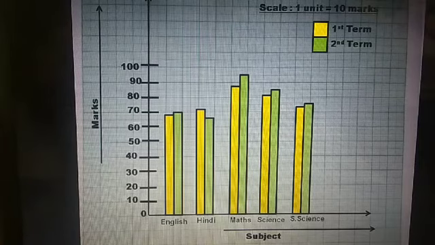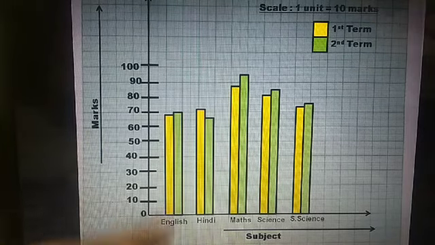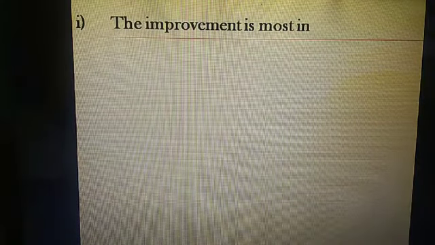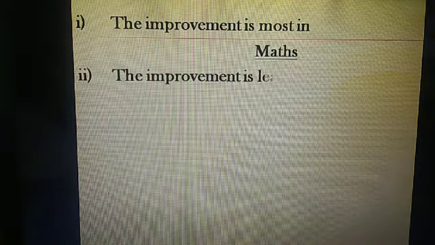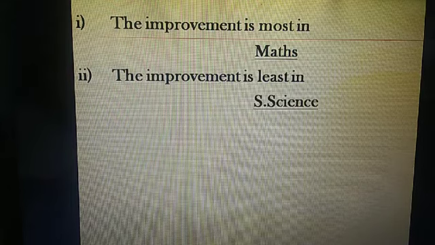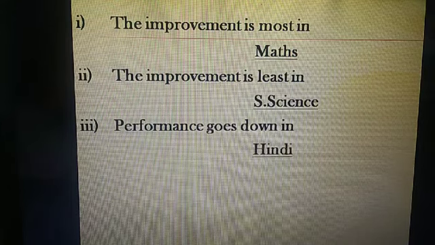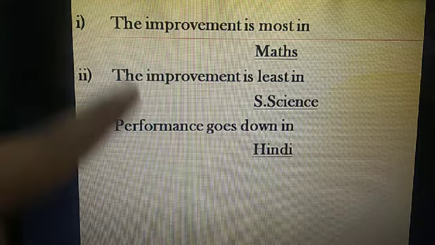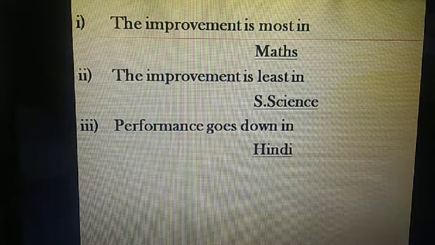See, instead of this graph, we can use the table. We can subtract the 2 numbers and you can see the gap. The least gap will show you the least improvement. And has the performance gone down in any subject? Yes, it's Hindi, in which the yellow is greater than green. So, you will list out the answer as: the improvement is most in maths, improvement is less in social science, performance goes down in Hindi. I have already explained these subparts in the graph.